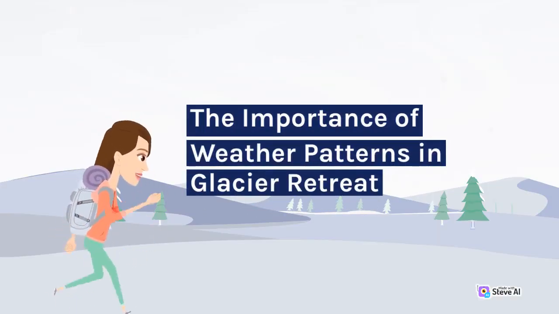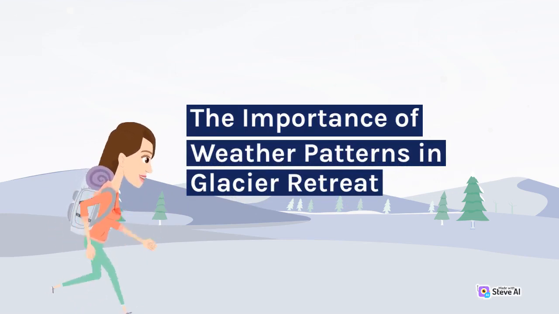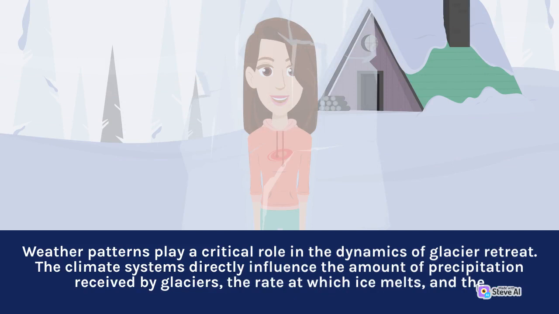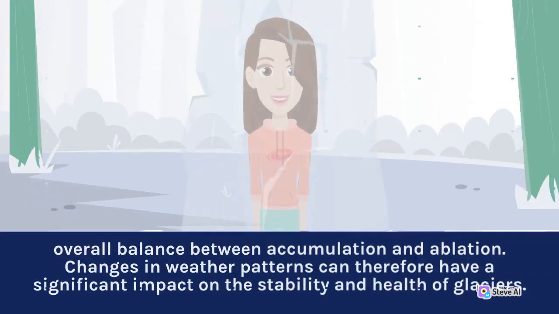The importance of weather patterns in glacier retreat. Weather patterns play a critical role in the dynamics of glacier retreat. The climate systems directly influence the amount of precipitation received by glaciers, the rate at which ice melts, and the overall balance between accumulation and ablation. Changes in weather patterns can therefore have a significant impact on the stability and health of glaciers.